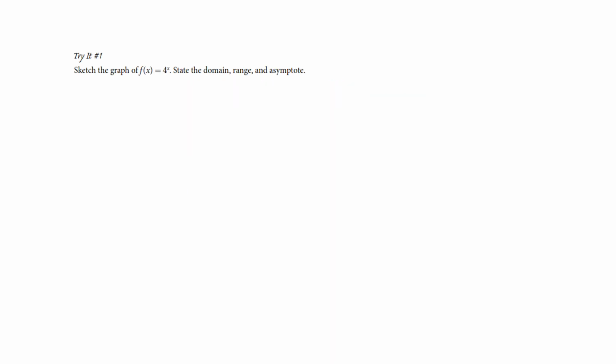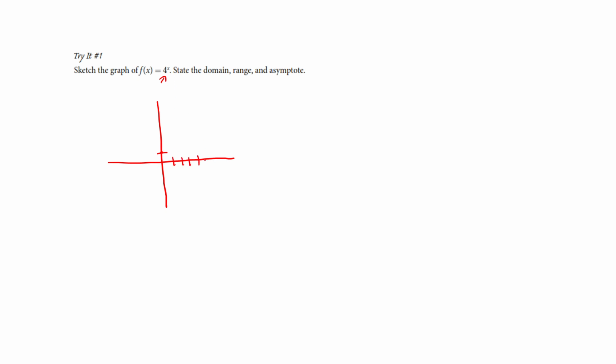Okay, let's see. Now let's do one of our own here. So first thing I see here, with a b of 4, this is growth. Okay. Now let's put on our key points. If I put in 0 for x, I get 1 every single time, because anything to the 0th power is 1. So there's my first point.